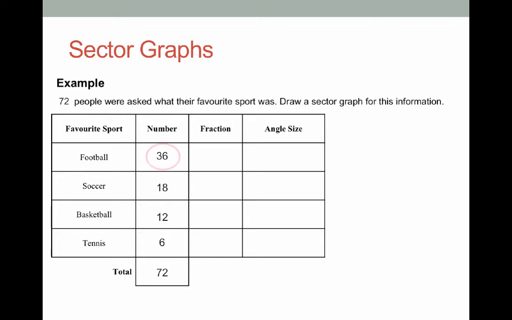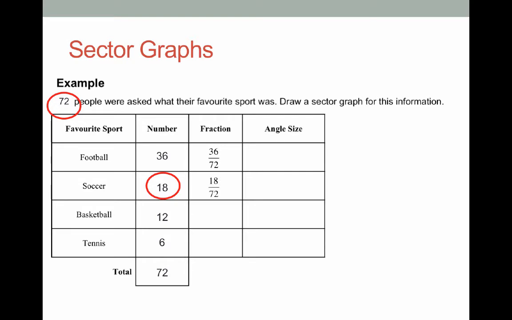So to begin with, I have 36 people who like football. Now that 36 is 36 out of the total of 72. So my fraction is just going to be 36 out of 72. You could simplify this fraction, but in all honesty, it's not necessary for what we want to do in this video or in this particular graph. Now, soccer: if I wanted to work out what fraction of the people like soccer, 18 people like soccer out of 72. So my fraction is going to be 18 over 72.